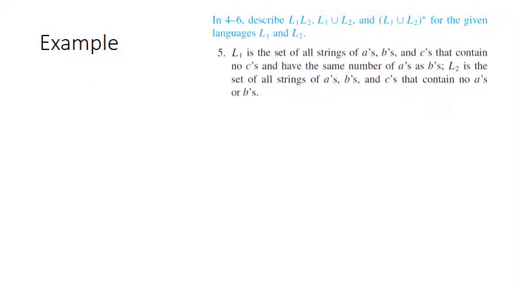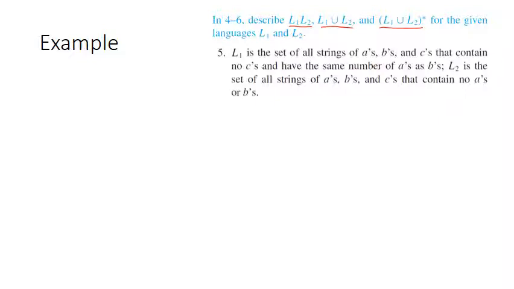We're going to describe L1, L2, L1 union L2, and then L1 union L2 star for these languages L1 and L2 that are described. So L1 is the set of all strings of A's, B's, and C's that contain no C's. Okay, so it's just A's and B's, I guess, and have the same number of A's as B's. L2 is the set of all strings of A's, B's, and C's that contain no A's or B's. Okay, so L2 is just C's.